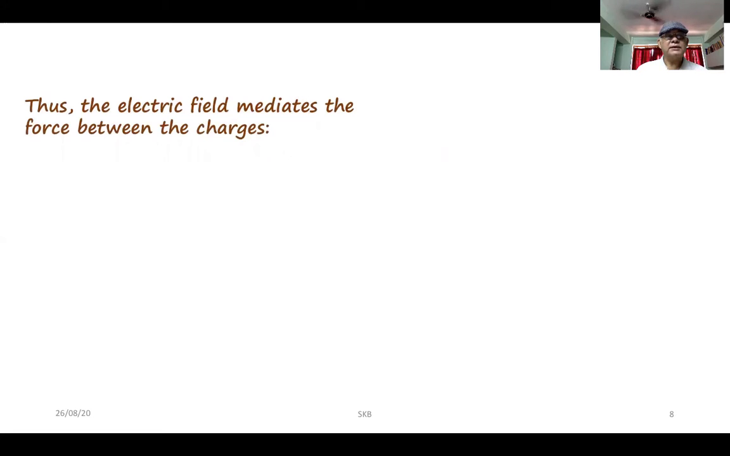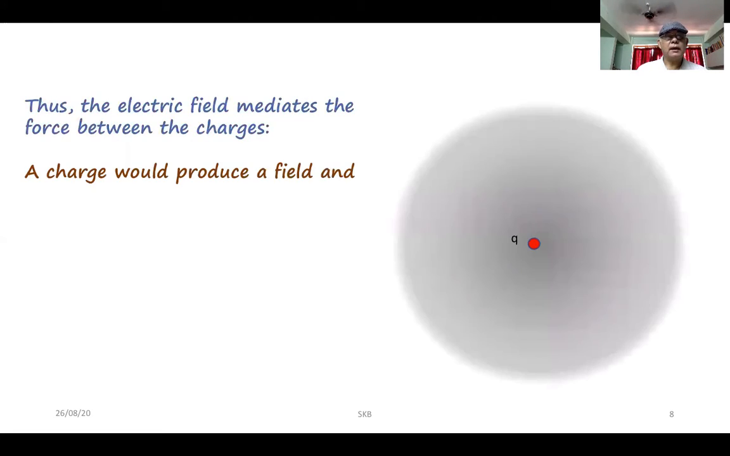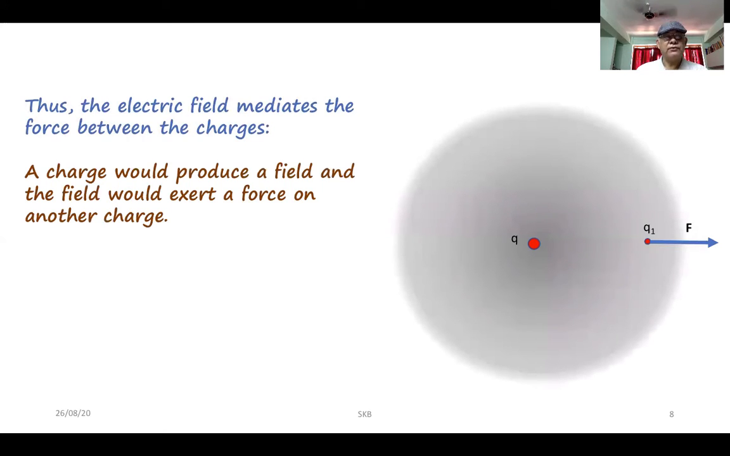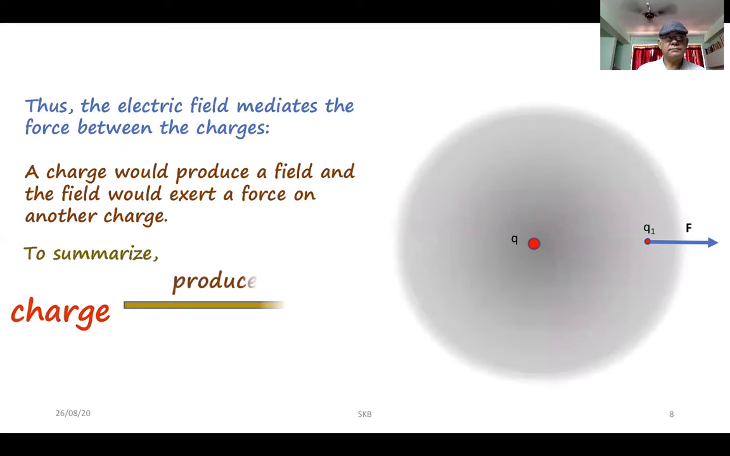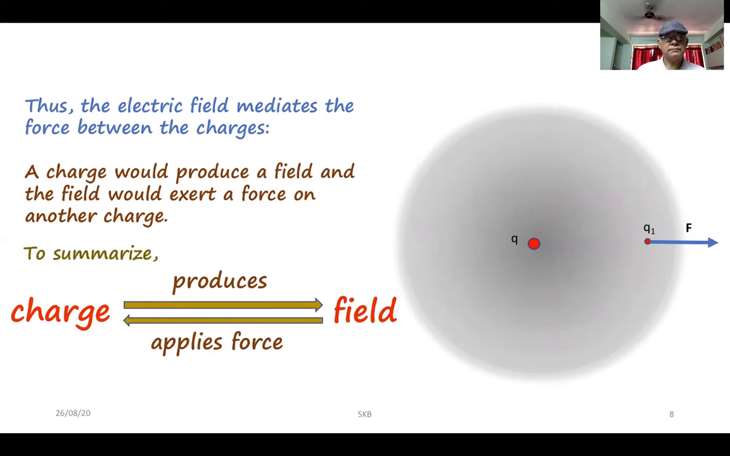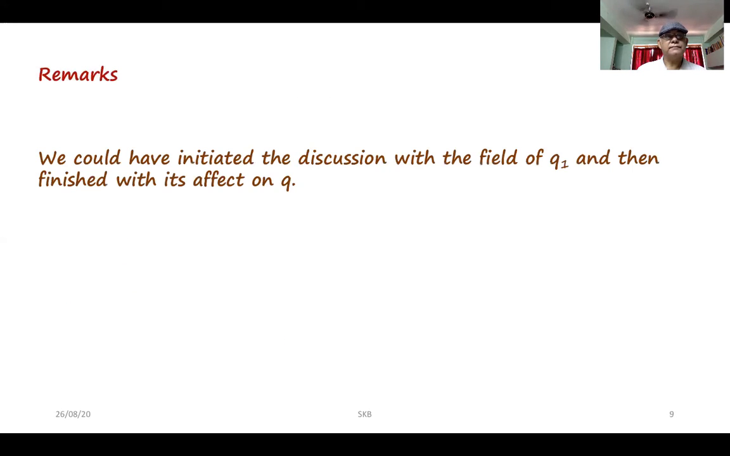Thus, the electric field mediates the force between the charges. A charge would produce a field and the field would exert a force on another charge. To summarize, we could have initiated the discussion with the field of Q1 and then finished with its effect on Q.